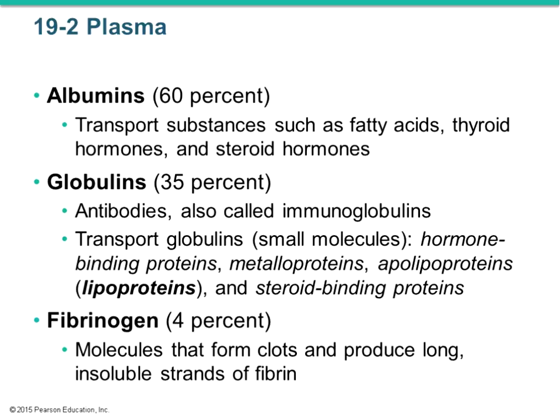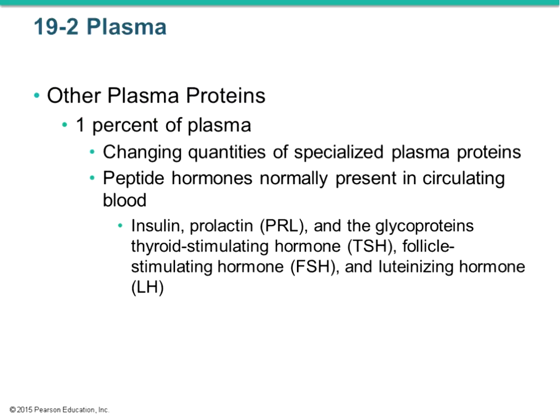Albumins oftentimes are transport proteins. We saw these back when we looked at the endocrine system, like thyroid hormones needed a transport protein to carry them throughout the body. Certain steroid hormones needed transport proteins as well. And those primarily come from the collective group known as albumins, which again are 60% of the plasma proteins. Globulins are 35%. Those are primarily antibodies. We'll talk about antibody production later on when we do the immune system here in a few chapters. And then finally, fibrinogen is the last component, as we'll see coming up in a little bit.